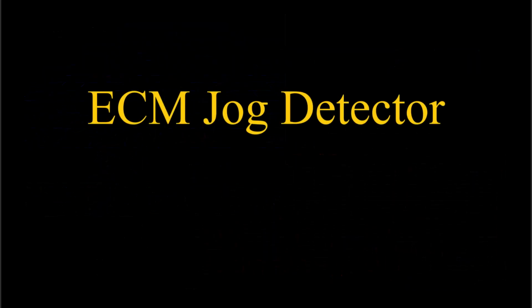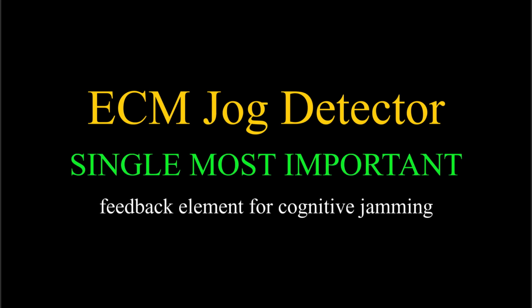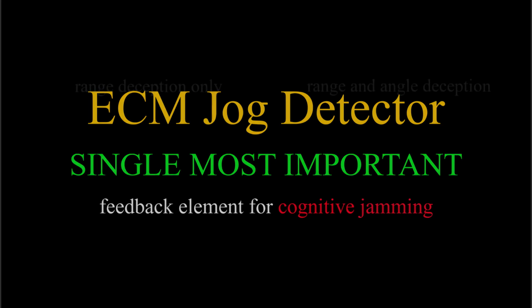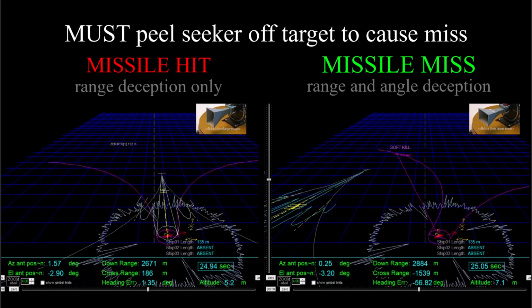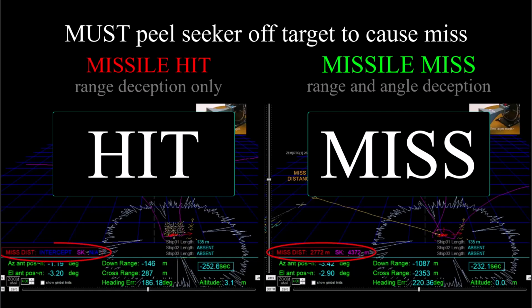Why bother with an ECM jog detector? Because it is by far the most important type of feedback necessary for cognitive jamming against current and future radar homing missiles, either by decoys or active onboard countermeasures. It is essential that the seeker antenna be peeled off the target in order to cause the missile to miss the target. A jog detector confirms or disconfirms that this is happening.